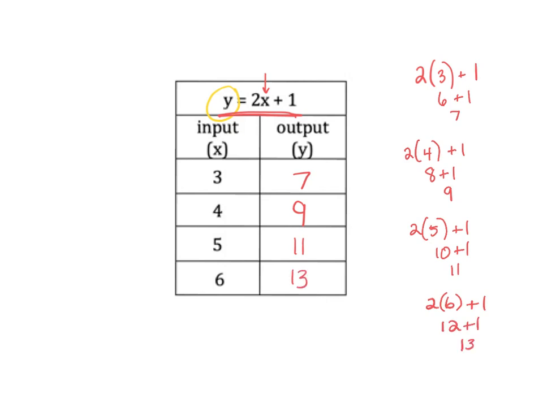So if my x, my input, is 3, then my y, after I multiply it by 2 and add 1, turns into 7. If my input is 4, my x is 4, and I calculate times 2 plus 1, my y turns out to be 9. And that is how you fill out an input-output table. So you're going to give the ones on the next slide a try.